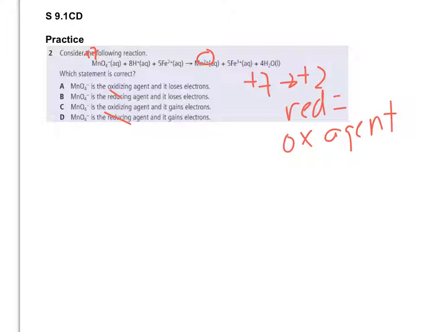Mn2 plus. So I can see that the charge is decreased and that it must be reduced. If it's reduced, that means it's the oxidizing agent. So I know B and D are wrong, because I can clearly see from +7 to +2 means it was reduced, which means we then call it the oxidizing agent. Furthermore, if it's reduced, that means it's gaining electrons, so C would be my correct choice.